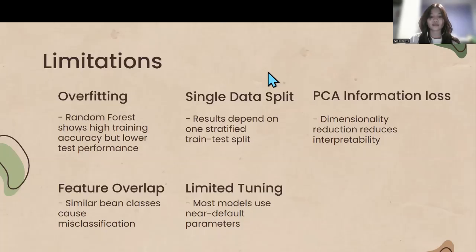Fourth, feature overlap between similar classes was observed. Several bean varieties have very similar size and shape characteristics, which led to consistent misclassification between certain class pairs. Finally, our models had limited hyperparameter optimization. Most models were trained using default or near default settings, which may have prevented them from achieving their best possible performance.